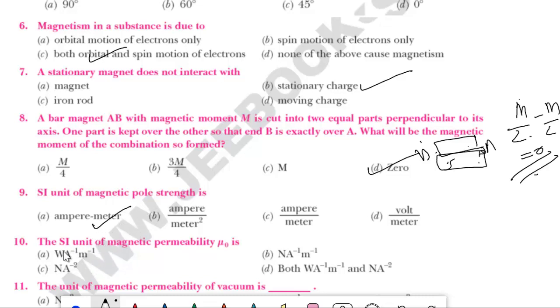Okay. Then next is the SI unit of magnetic permeability. Magnetic permeability SI unit is watt ampere to the power minus 1 meter to the power minus 1. We can also say Newton per ampere square. This is also correct. Both the answers are correct. So we can write both watt per ampere per meter, or Newton per ampere square, and say this is the correct answer.